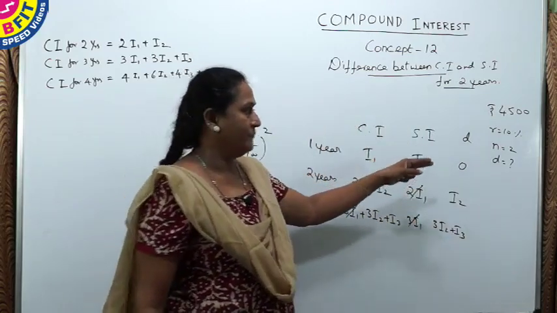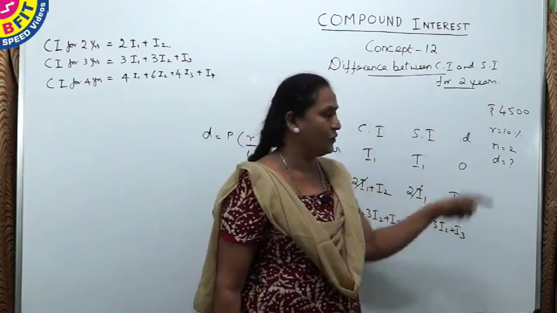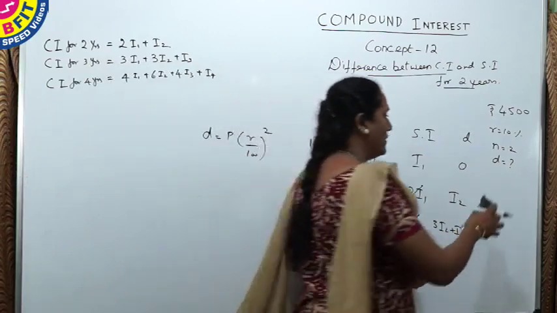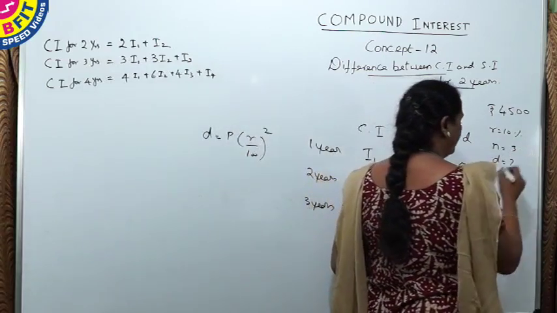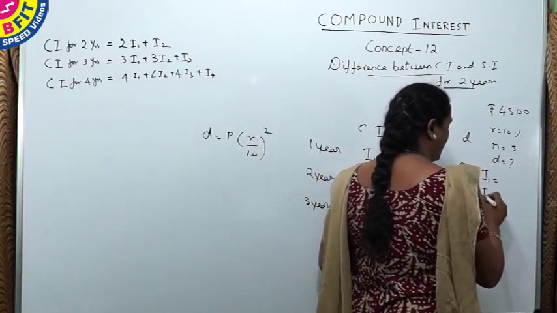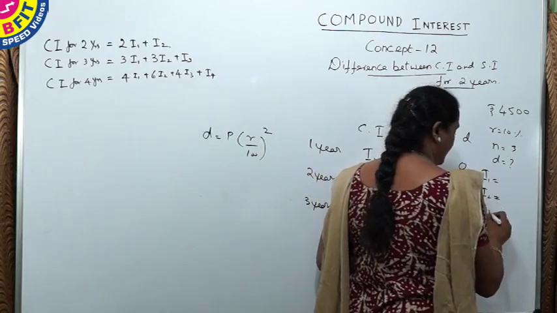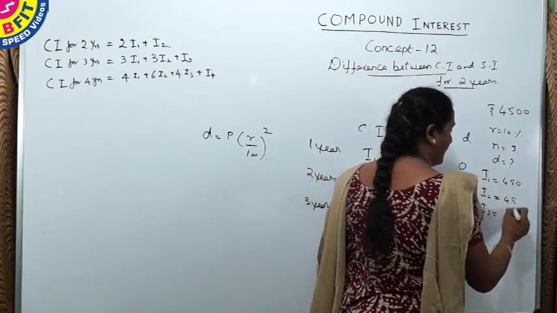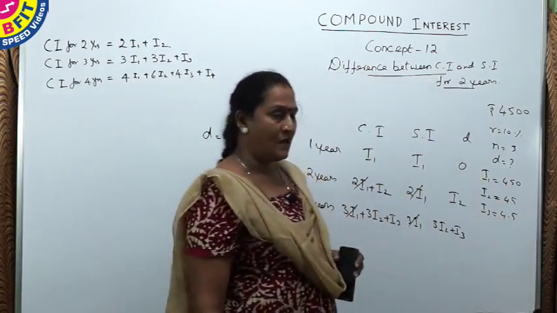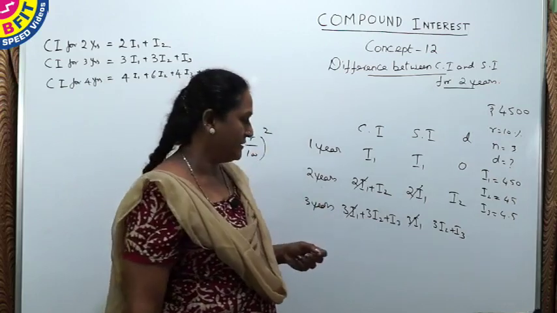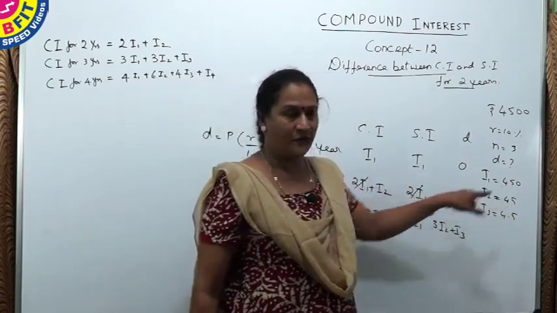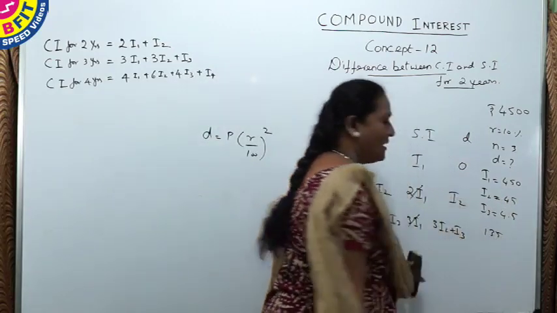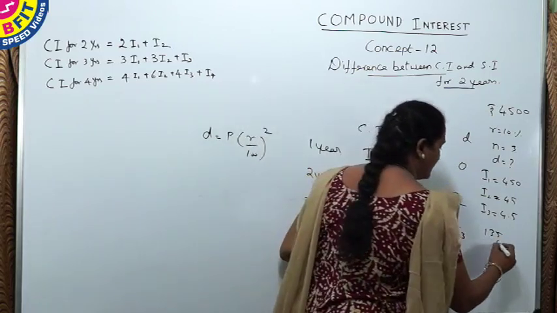Now for the same sum, 4,500 at 10%, for 2 years we found the difference was I2, that is 45. If they ask for 3 years, we need I1, I2 and I3. I1 will be 450, I2 will be 45, I3 is 4.5. Now what will be the difference between CI and SI for 3 years? I2 into 3, so 45 into 3 is 135. I3 is 4.5. So just add this.